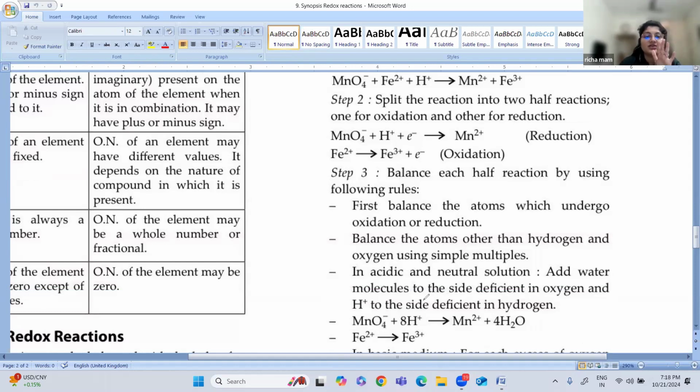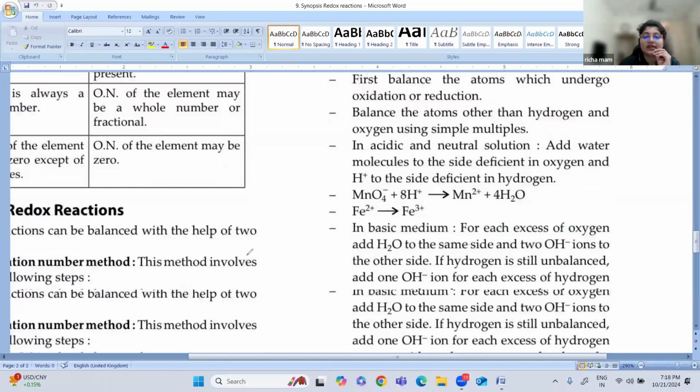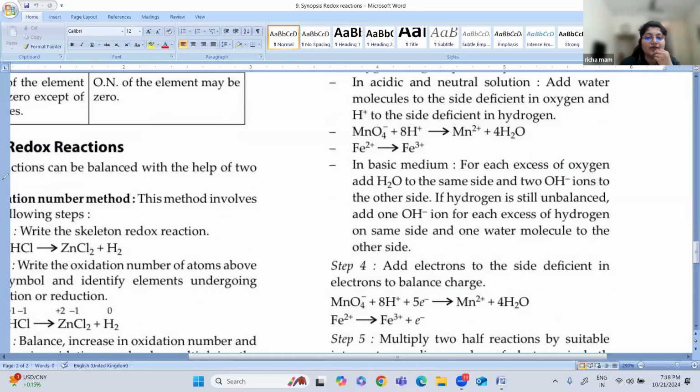If you want to balance the oxygen, you can add water in acidic and neutral medium, and if you want to balance the hydrogen, put H plus ions. Again, if you have a basic medium, you have to add water on the same side as the OH minus ions are on the other side. If the hydrogens are still not balanced, then on the other side you have to add excess hydroxide. So this is the half cell method.